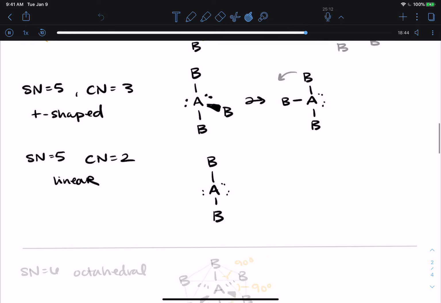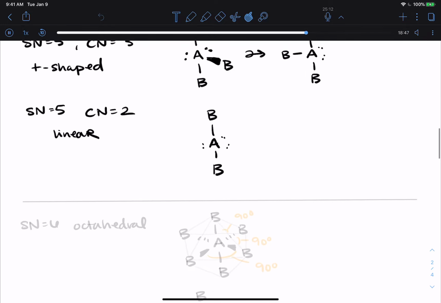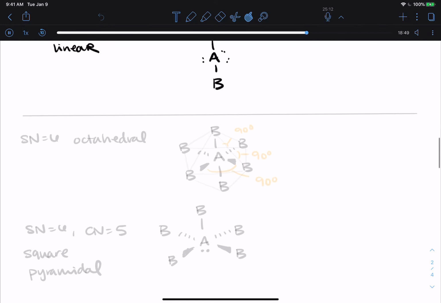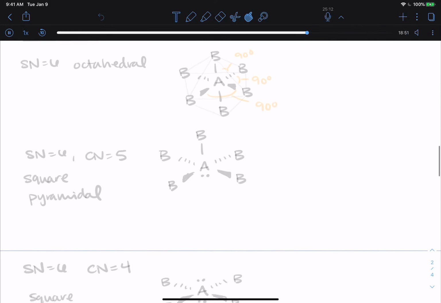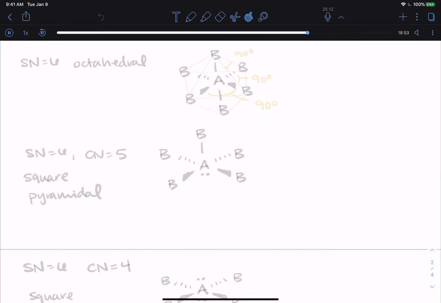One more steric number to go, but as you can imagine, we have quite a few more permutations of it because there are so many more positions. Steric number 6 is octahedral, which when you first hear that it is called octahedral, it seems a little weird because 6 things and 8 things are different numbers, but I'm going to show you where that comes from.